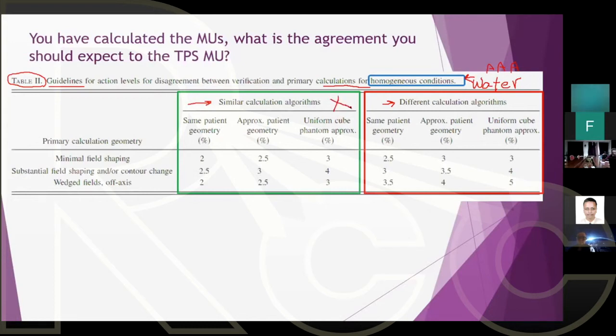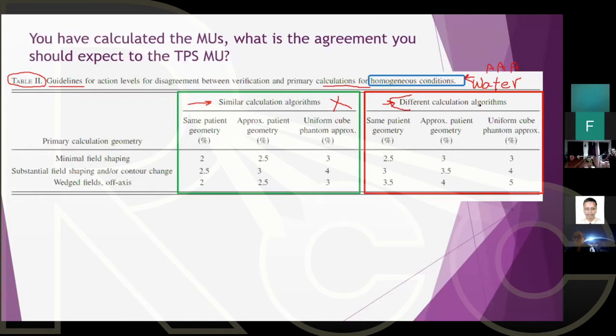خاصة especially if you're using an Excel sheet. Excel sheet is nothing more than just hand calculation. نضرب PDD multiplied by output factor multiplied by phantom scatter multiplied by collimator scatter multiplied by off axis ratio multiplied by كل هاي الأشياء بنحطها بيطلع معنا المونيتورينج. So Excel sheet is here, different calculation algorithm. This is your Excel sheet.